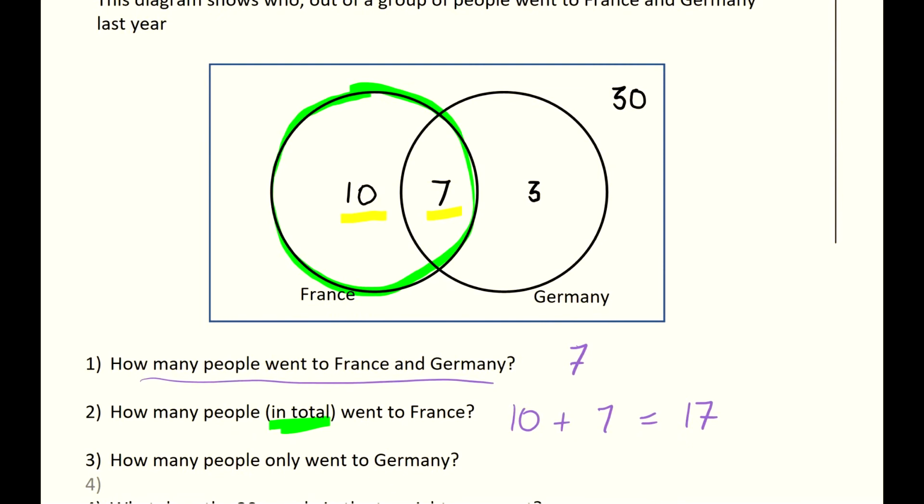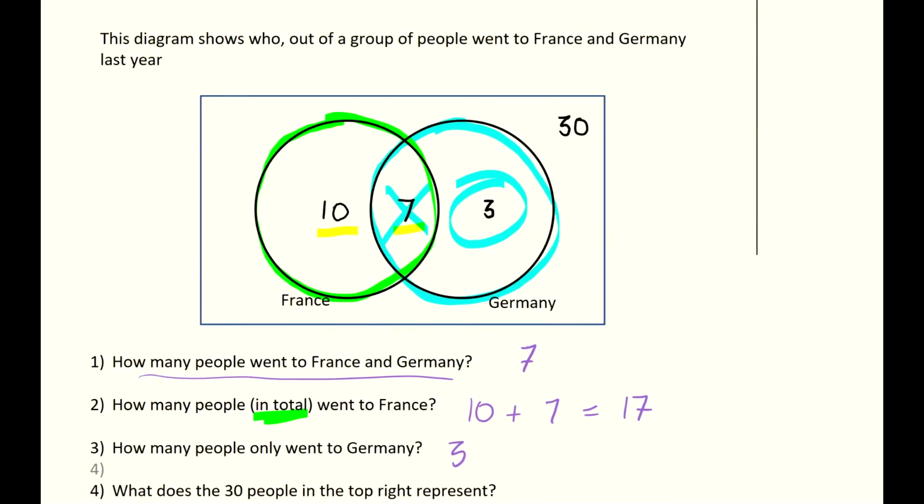Question 3. How many people only went to Germany? So people who went to Germany will be everyone in the circle again, so there's a total of 10 of them. However, these 7 also went to France. I only want the people who only went to Germany, and that will just be those 3 people.